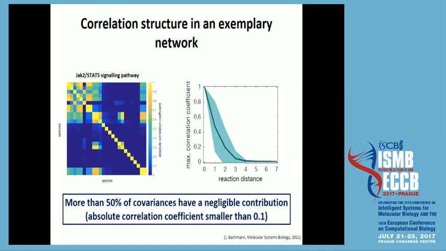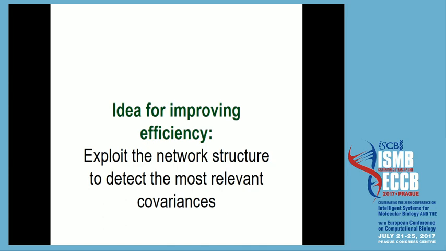Also to notice another interesting feature, we can look here and see that as soon as the reaction distance between the species in the network increases, the correlation coefficient drops very quickly, giving us the hint that perhaps we can use this network structure to identify which covariances are most relevant and have the highest contribution to the overall approximation quality.